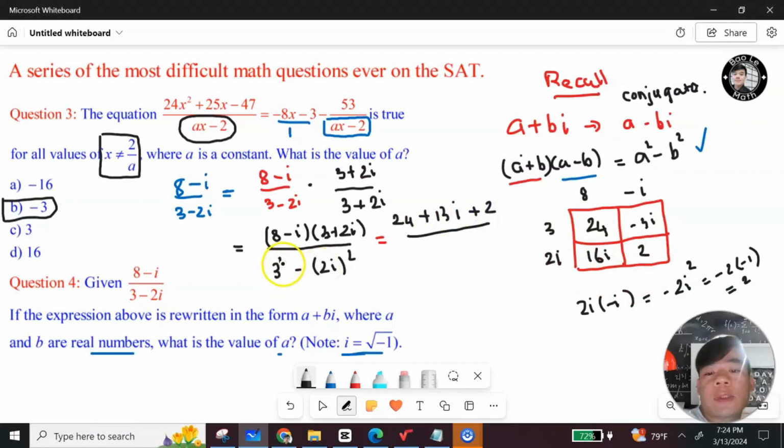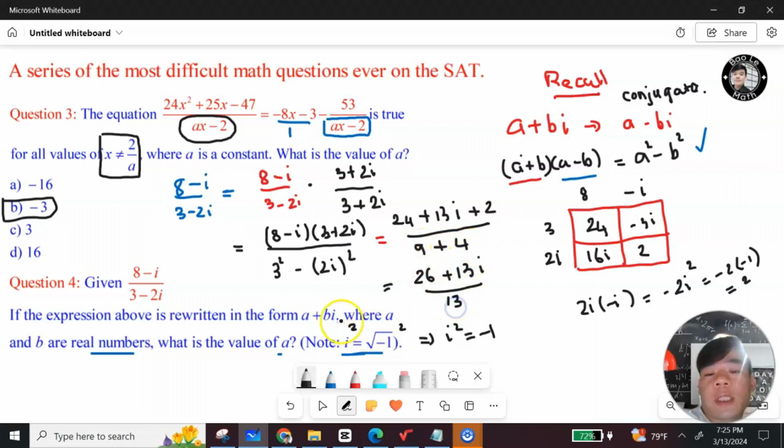Over the bottom: 3 square should be 9. Now 2i square: i equals the root of negative 1, so i square equals negative 1. 2 square equals 4, and 4 times negative 1 should be negative 4. With the negative sign in front, it should be plus 4. Next, 24 plus 2 is going to be 26 plus 13i, over 9 plus 4, which should be 13.